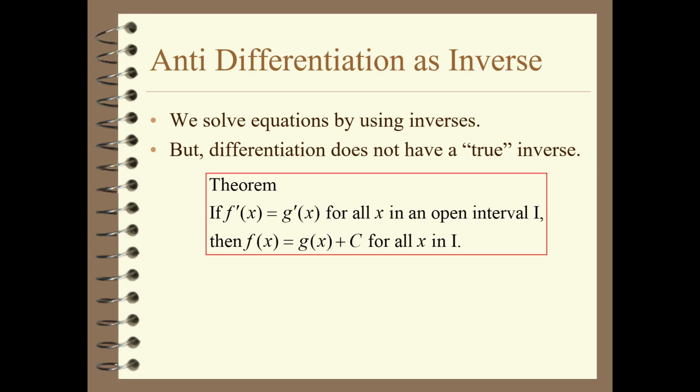Well, in order to find the antiderivative rule, we need a way to undo derivatives. That requires inverses. But differentiation doesn't have a true inverse. But we do have a result that we proved before because of the mean value theorem: if two functions have the same derivative on some open interval, then they don't have to be equal, but if they're not equal, they're only off by a constant on that interval.